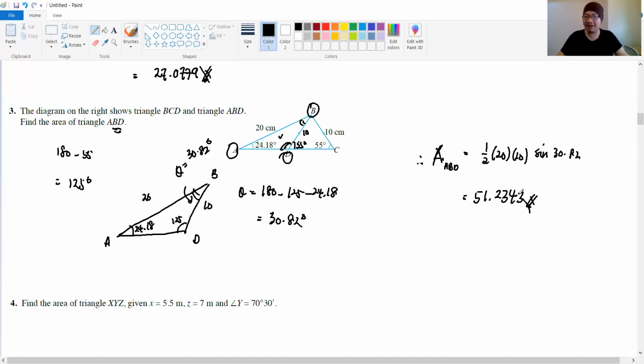Guys, please double check. Maybe it's slightly different, but as long as the first 3 digits are similar, okay. The back digits may be different because of the round off. That is our question 3.